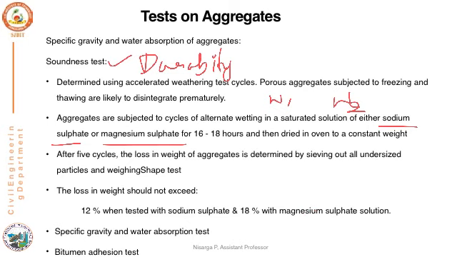So these are some of the tests which are used to determine the properties of the aggregate. Before we use any aggregates in road construction work, we have to check for their suitability. If they fulfill the requirements given by the MORTH or IRC specification, only then can the given aggregates be used in road construction work.